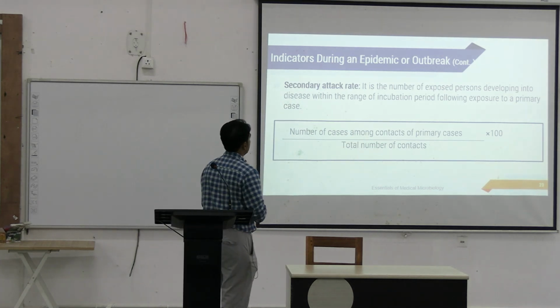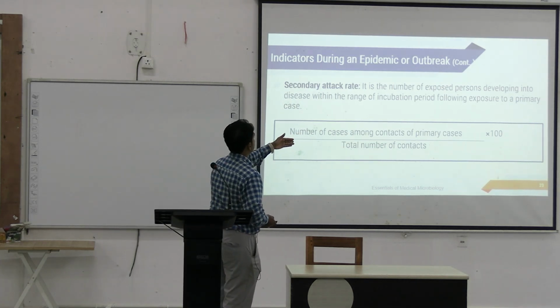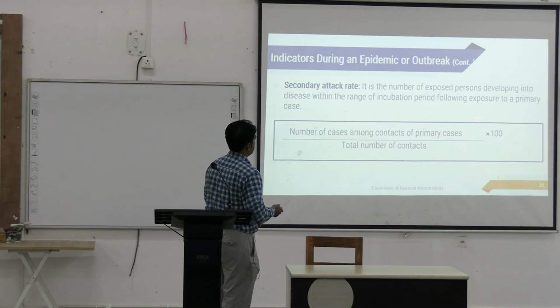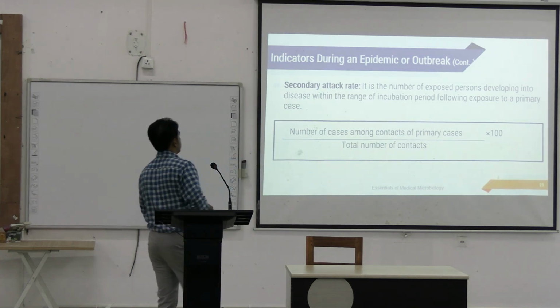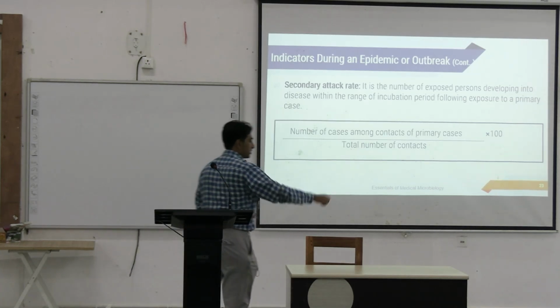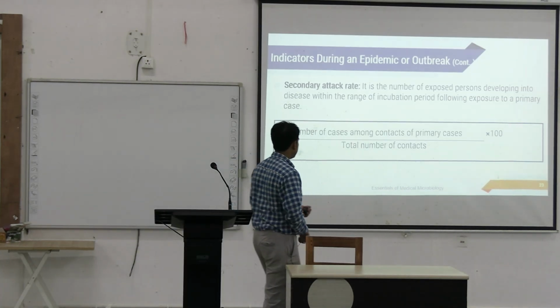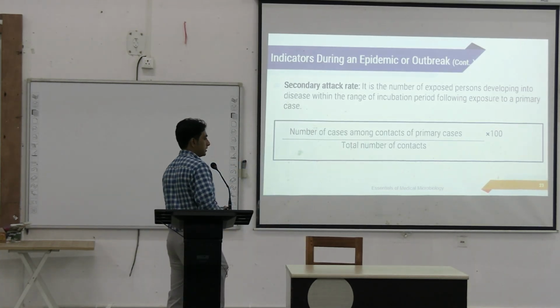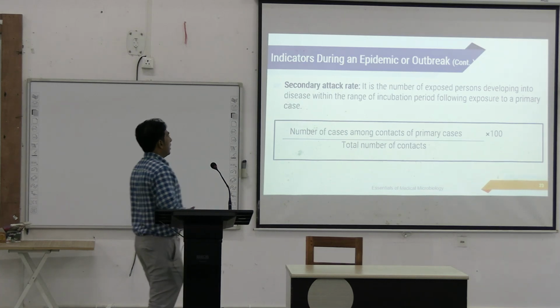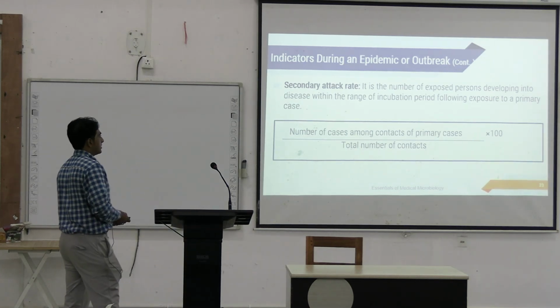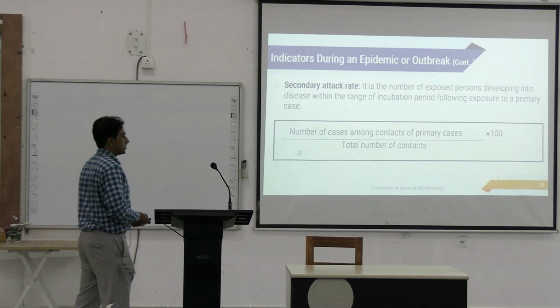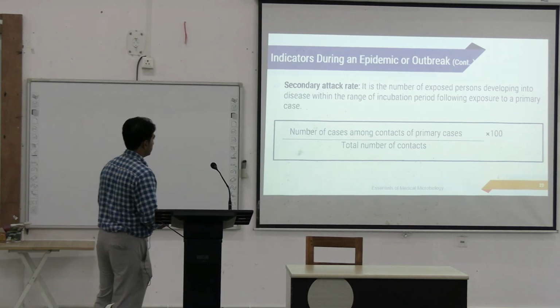Secondary attack rate টা কি? যতগুলো exposed person disease হচ্ছে যাদের একটা ডিজিজের এক্সপোজারে ইনকিউবেশন পিরিয়ডের মধ্যে। এক্সাম্পল কি? Number of cases among contacts of primary cases multiplied by 100 divided by total number of contacts.